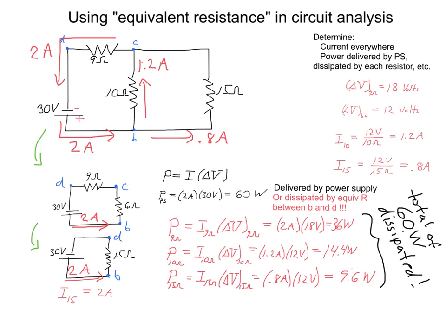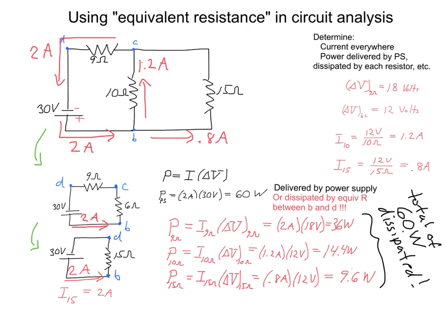The power dissipated by the 10 ohm resistor is the product of the current passing through the 10 ohm resistor, which is 1.2 amps, and the voltage drop across the 10 ohm resistor, which we found earlier to be 12 volts. That product is 14.4 watts, so that's what's dissipated by the 10 ohm resistor. The power dissipated by the 15 ohm resistor is the product of the current passing through it, 0.8 amps, and the voltage drop across that resistor, which, like for the 10 ohm resistor, was 12 volts. That product gives you 9.6 watts, so that's what's dissipated by the 15 ohm resistor.